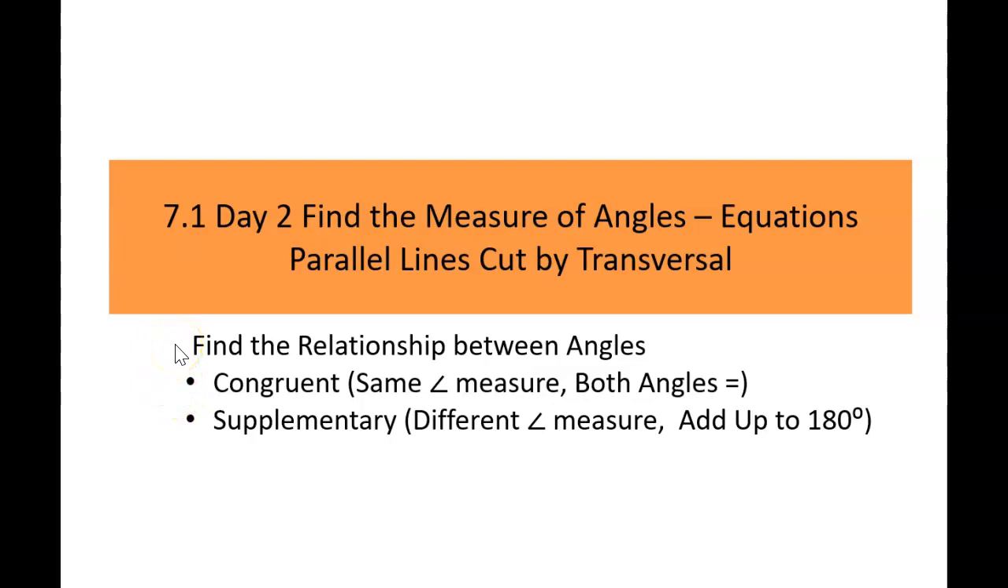Key piece of information: the first thing you need to do is find the relationship between the angles in which you're trying to find the measure. Congruent angles have the same measure, so both of those angles will be equal. Supplementary angles have different measurements, and they will add up to 180 degrees. Remember, 180 degrees is what supplementary means. Okay, let's look at some examples.